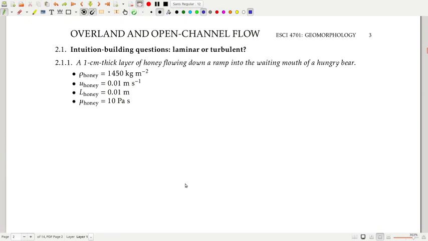So I want to just have a few intuition building flows about whether something is laminar or turbulent. So one of these is, let's have something like a 1 centimeter thick layer of honey flowing down a ramp into the waiting mouth of a hungry bear. When I came up with this idea, I thought it was kind of cute, but then I realized now that I have to draw that. Don't have a brown. Let's make a black tree trunk. So we have this, some green leaves. And then we have our little ramp that the bear has set up that's going from the beehive down into the bear's waiting mouth.